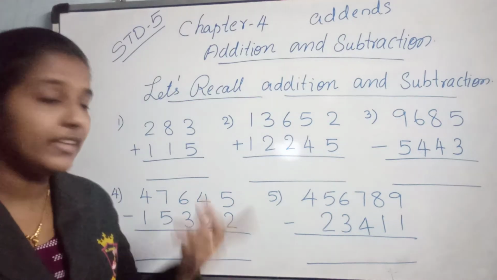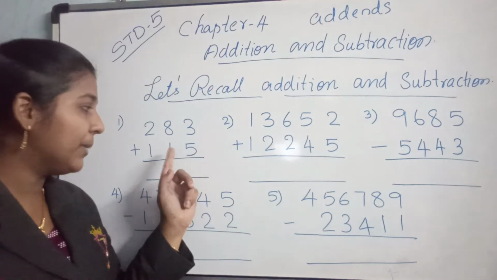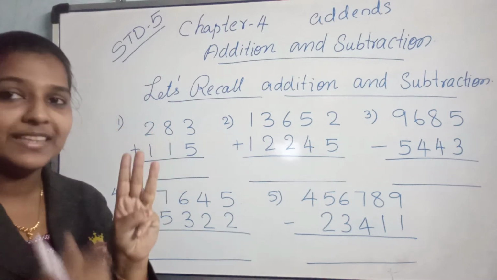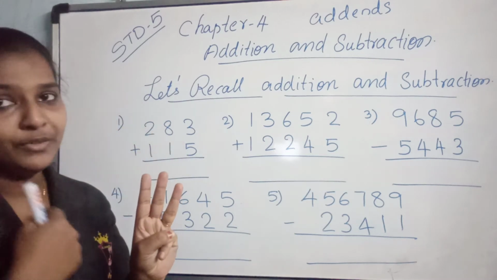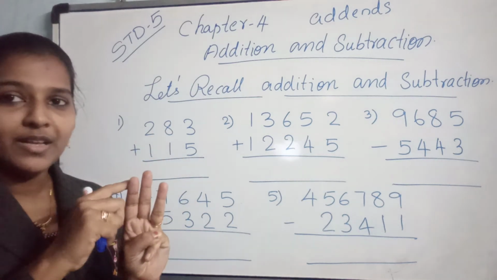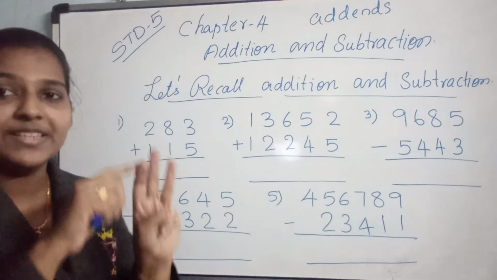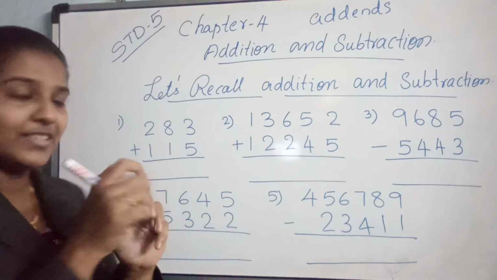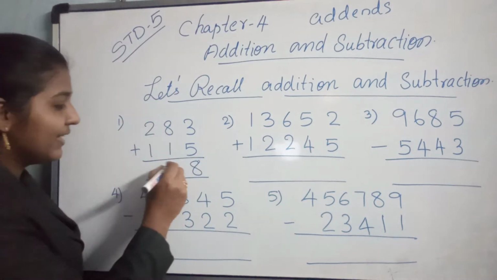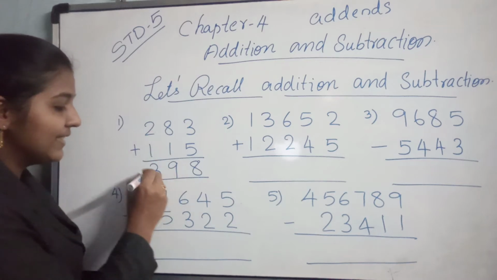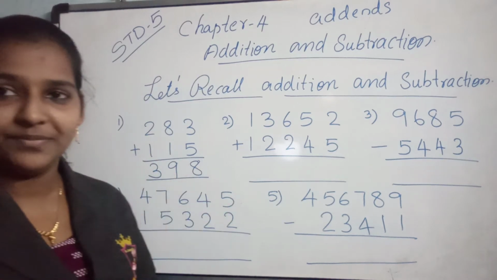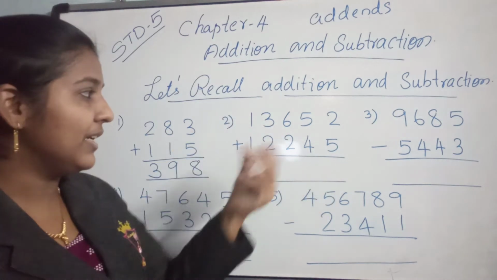How to add 3 and 5? Keep the bigger number in your mind and the small number in your hands. Then count from after 5. After 5 it is 6, 7, 8. So 5 plus 3 is 8. Now 8 plus 1 is 9. 2 plus 1 is 3. So the answer is 398. Got it? Now let's move to another question.